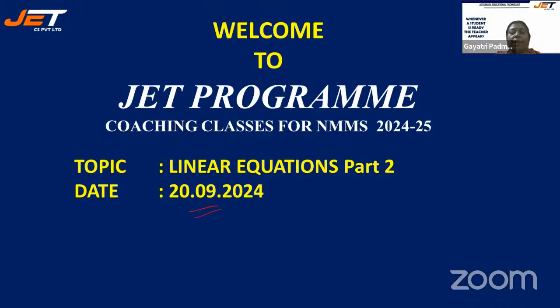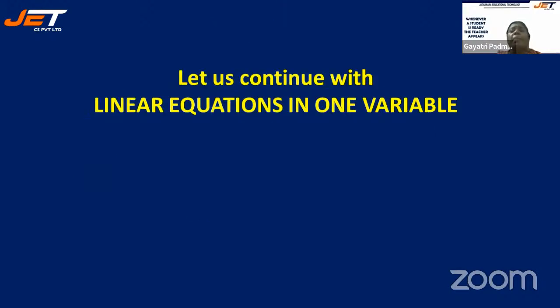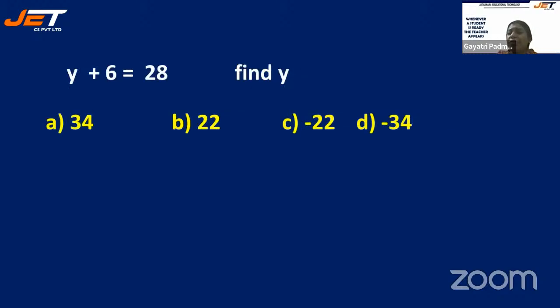2024-25. So today we are going to see a very interesting topic, linear equations part 2. Now let us continue with linear equations in one variable. We have already done this, but still, being the first sum, let us do it. We have only one unknown variable, isn't it? An equation which has only one unknown variable is easy to solve for the value of that variable.